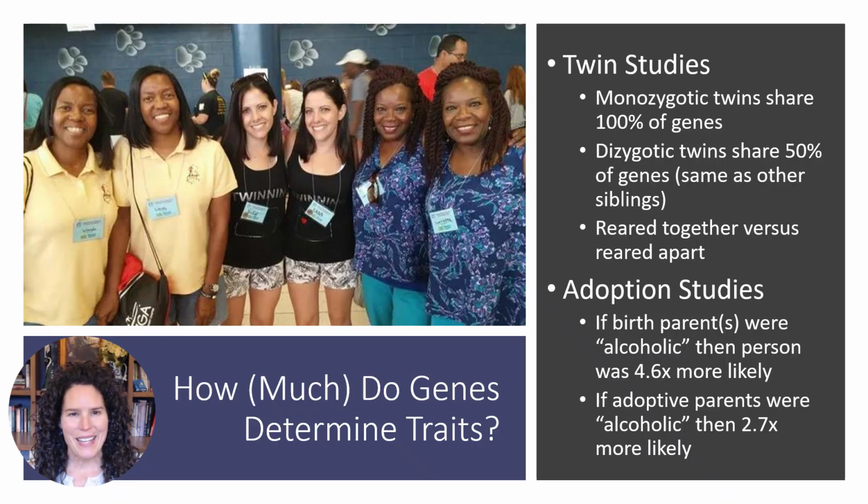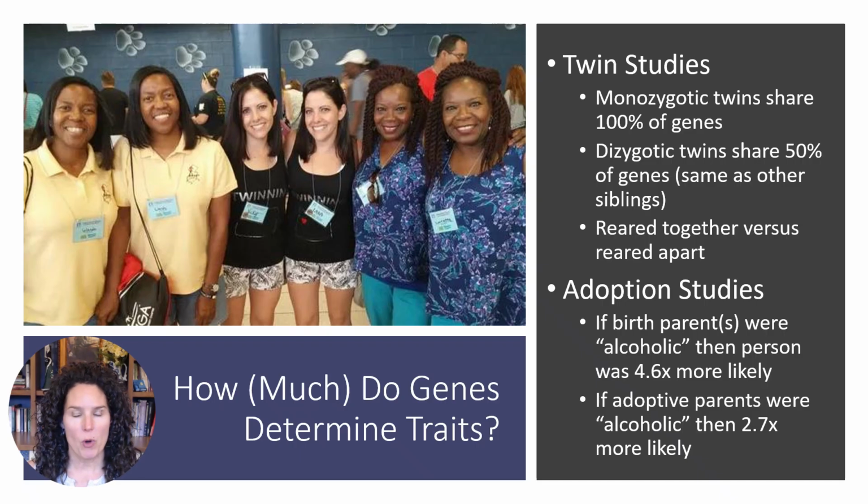So when we're trying to get at this nature-nurture question, how much do genes determine traits? Typically, researchers do this through two types of studies: twin studies or adoption studies. And just by the way, that picture is from Twin Fest, which happens annually in Twinsburg, Ohio, where I don't know how many identical twins come together every year.